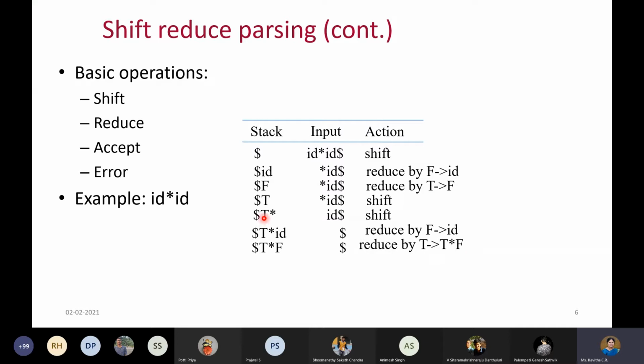What has happened now? See, T and star you didn't disturb. Only ID was popped off, and in place of that we have pushed F onto the stack. So now T star F is in the stack along with the dollar. Now you have to see whether this handle matches with the RHS. Yes, it matches. T star F is there. So we reduce using T gives T star F. We pop all these symbols first, F and then star, then T, and push T onto the stack.